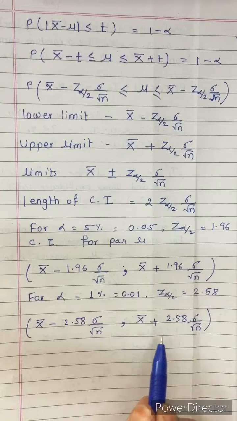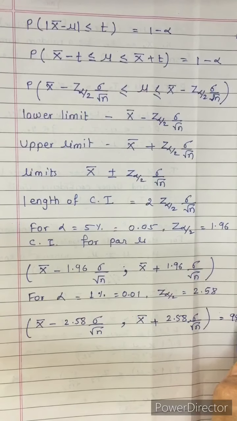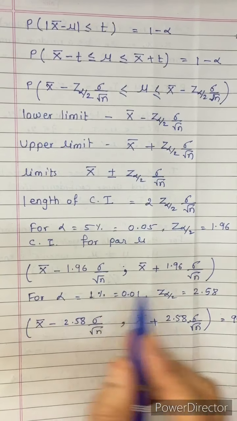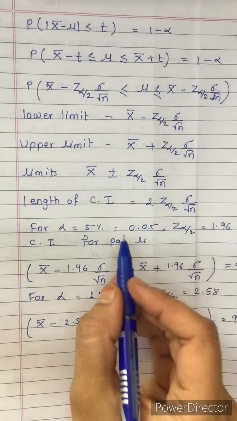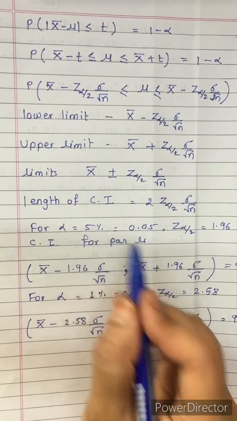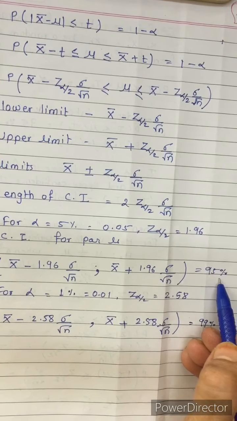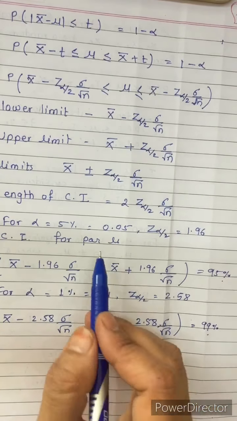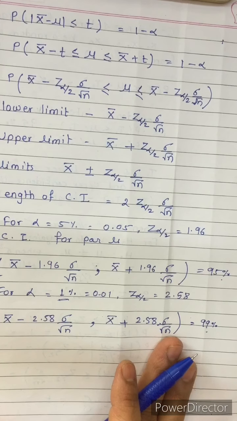Okay, so here we say that this is the 99% confidence interval. When you are asked for 99% confidence interval, take the value of alpha as 1%. When you are asked for 95% confidence interval, take the value of alpha as 5%. Here easily we can calculate the confidence interval for parameter mu.